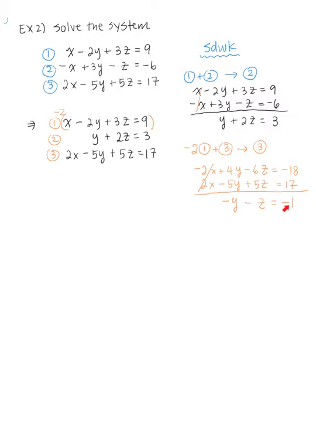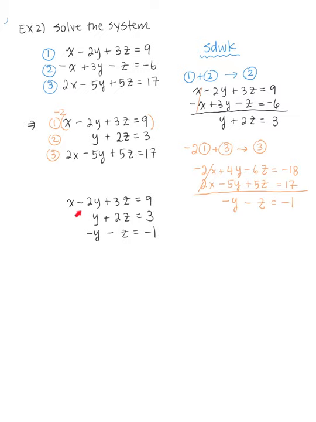Okay, so let me rewrite the whole system again. I know it's a pain in the butt, but let me just write it out. So now what do we got? We have x minus 2y plus 3z equals 9, and then y plus 2z equals 3. Now the third equation becomes negative y minus z equals minus 1. So far so good.